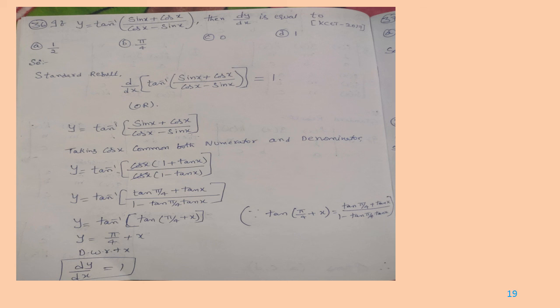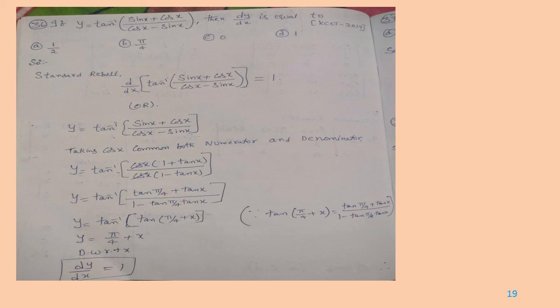Or if you take cos x common in both the numerator and denominator, it will be y equal to tan inverse of (1 plus tan x) by (1 minus tan x). So 1 can be taken as tan pi by 4. So tan inverse of (tan pi by 4 plus tan x) divided by (1 minus tan pi by 4 into tan x), which is the formula for tan of (pi by 4 plus x). Tan inverse and tan vanish, so it will become pi by 4 plus x. Differentiating with respect to x, the differentiation of pi by 4 is 0 and the differentiation of x is 1.